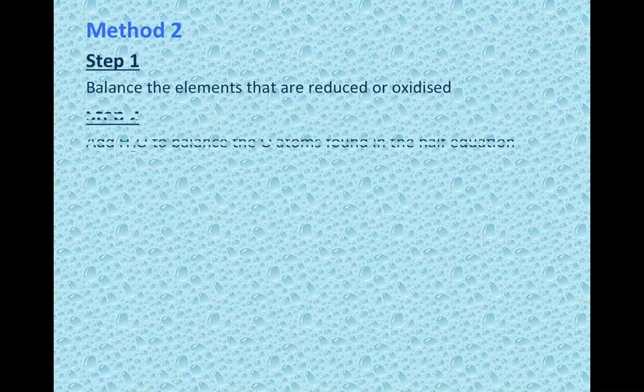Okay, and in method 2, it's basically the same 4 steps, but only the order differs. In step 1, it's still the same. You balance the elements that were reduced or oxidized. Now, if you look at step 2, we add water to balance the O atoms found in the half equation. If you recall, in method 1, we add electrons to balance the oxidation number. So there's a difference here.